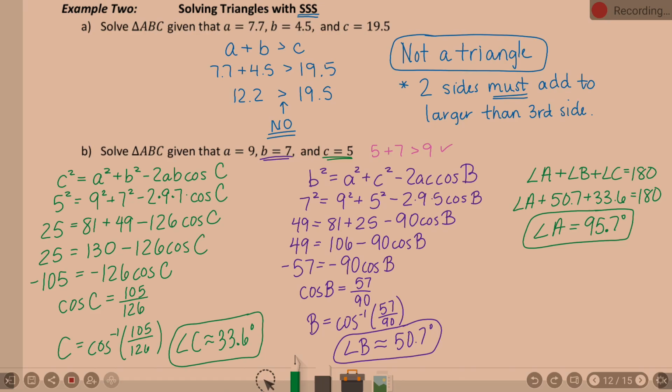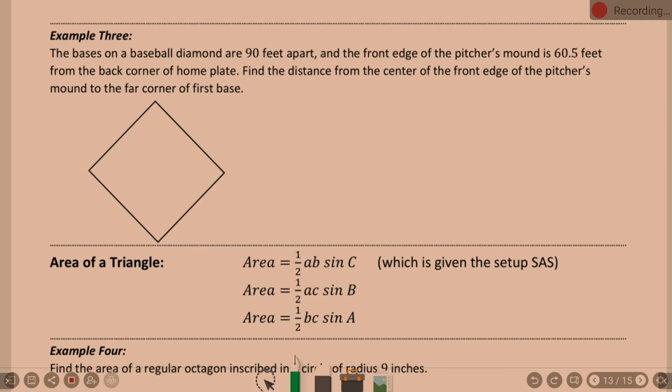Now, example 3, we're going to talk a little baseball. The bases on a baseball diamond are 90 feet apart, and the front edge of the pitcher's mound is 60.5 feet from the back corner of home plate. Find the distance from the center of the front edge of the pitcher's mound to the far corner of first base. Now, I can never draw a baseball diamond, even though it's just a square on its corner. I can never draw it effectively. So that's why you get a picture here to start with.